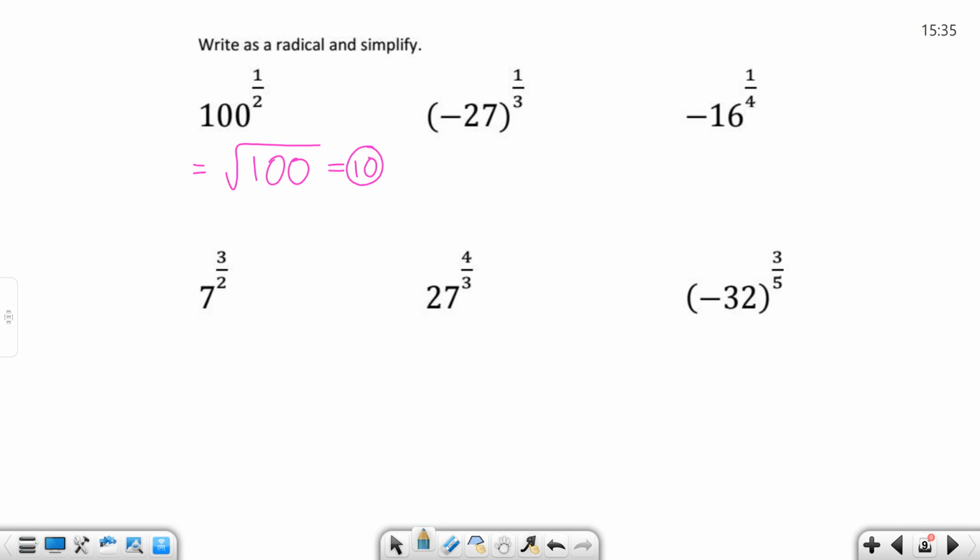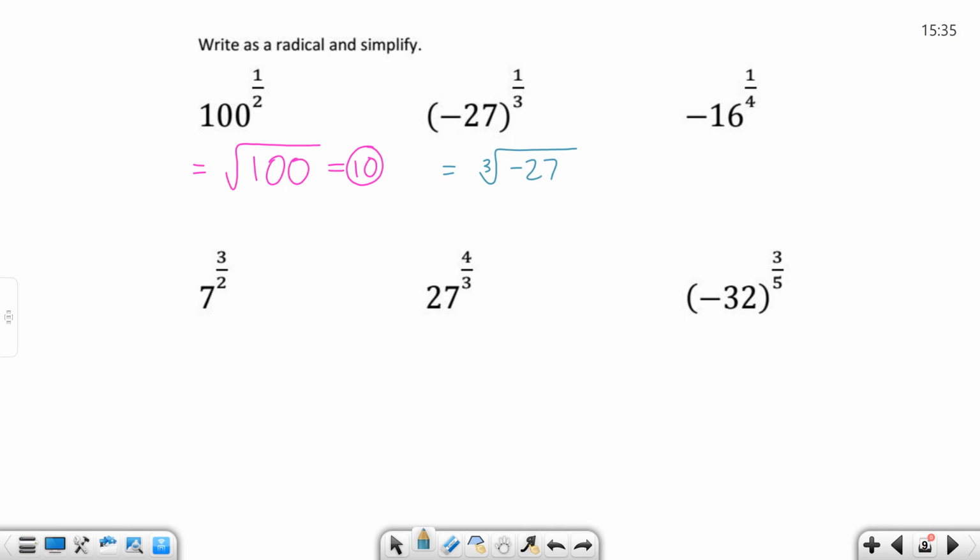And then here, negative 27 to the 1/3. That means we're going to have the cube root. That's the bottom. This is the root, right? The index. The cube root of negative 27 to the what power? First, but we don't write it that way, right? If it's first power, we just write the number down. It's understood to be the first.